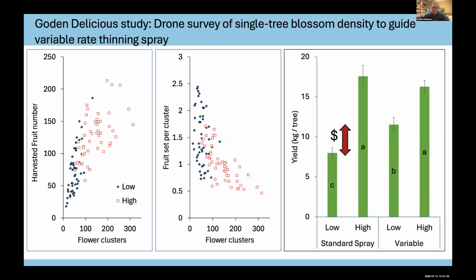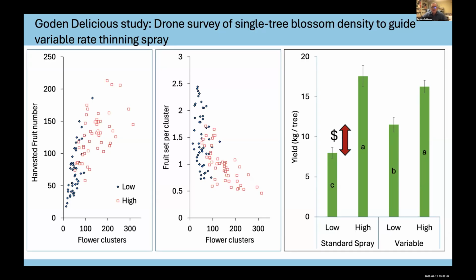When we harvested the fruit, we separated the trees into either the high blooming group or the low blooming group. And each one of those groups was either sprayed standard, where we sprayed the entire row, or variably rate sprayed, where only the high blooming trees were sprayed. And you can see among the high blooming trees, which all got sprayed, whether it was a standard sprayer or a variable rate sprayer, we had similar kilograms of yield.